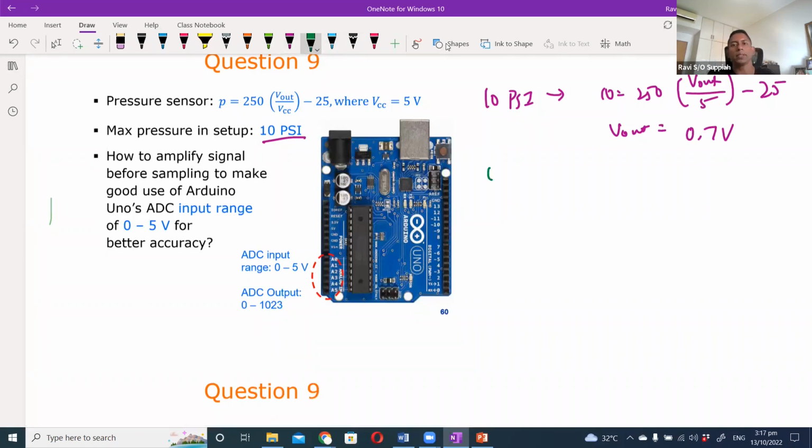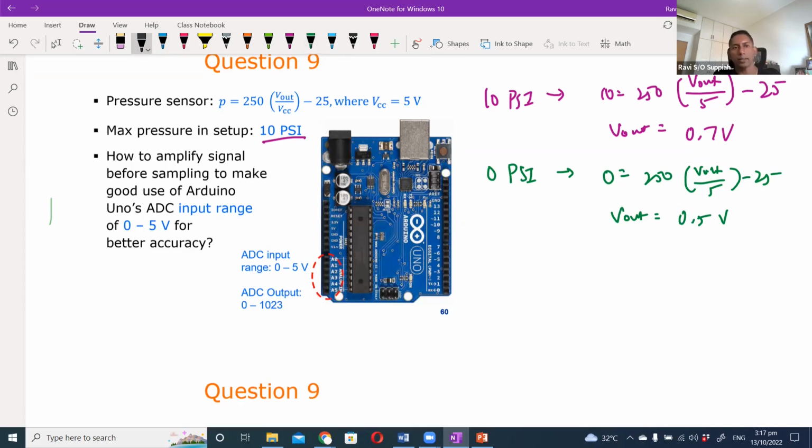How about the lowest pressure? Let's say it is 0 psi. With 0 equal to 250, V out over 5 minus 25, then you get a V out of 0.5 volt for 0 psi.